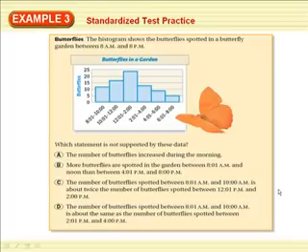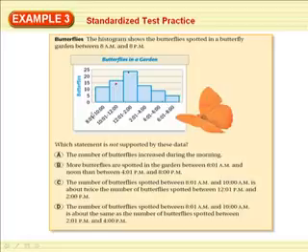Alright, example number 3. The histogram shows the butterflies spotted in a butterfly garden between 8 a.m. and 8 p.m. Which statement is not supported by these data? The number of butterflies increased during the morning. Well, it's looking like these went up, so they did. More butterflies are spotted in the garden between 8:01 and noon than between 4:01... I think that's true because those are tall bars and these two don't make up all of those together, so I would say that's true.